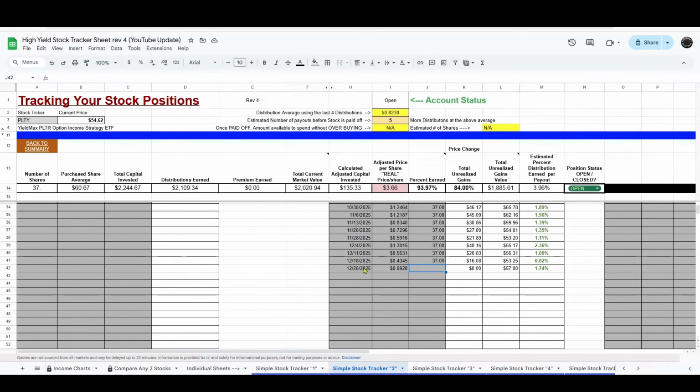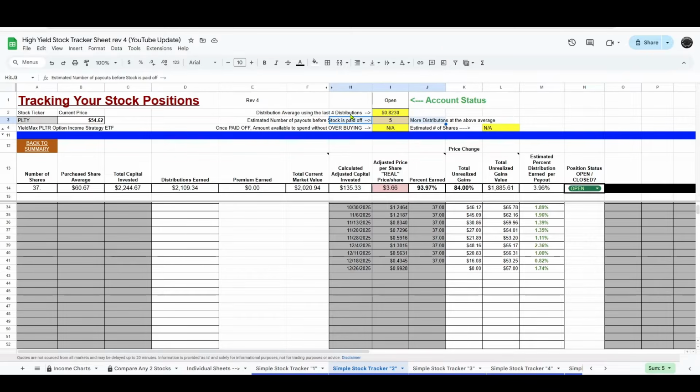So for PLTY, I did not buy any more shares. And why not? Well, because my real price per share is $3.66, and the current price of $54.62 means if I did purchase at that current price of about $54, then it's going to raise my adjusted price per share. And if it raises that adjusted price per share, it's also going to extend out how long I'll need before getting this paid off. Currently, I'm at around an estimated number of payouts of 5.